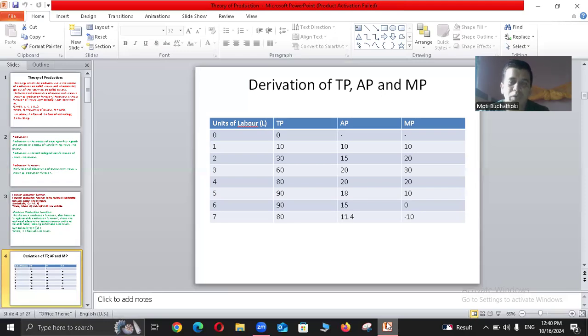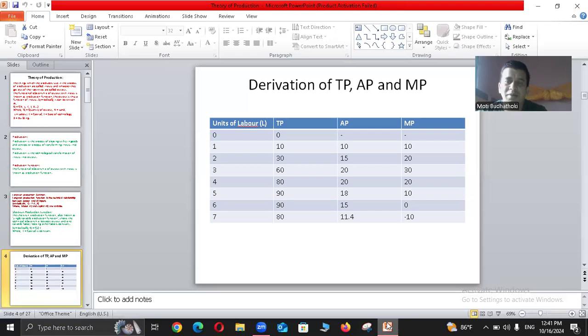And in the same way, if we use another unit of labor, that is 4 units of labor, the total product will be 80 units, the average product 20 units, and the marginal product 20 units. Again, if we use the 5th unit of labor, the total product becomes 90 units, the average product becomes 18 units, and the marginal product becomes 10 units.